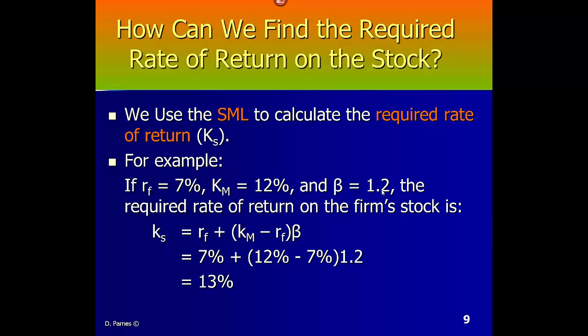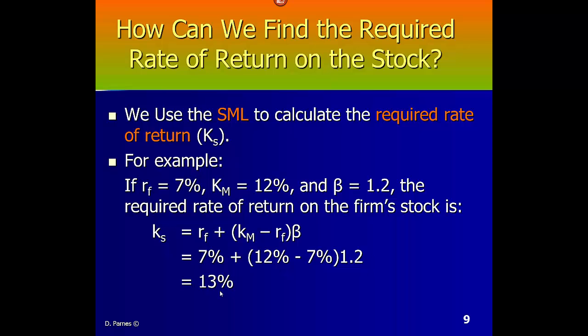In this case, the required rate of return on the stock, Ks, using the security market line, is equal to the risk-free interest rate plus the market risk premium times beta, which is 7% plus the gap between 12% and 7%, market return minus risk-free rate, which means a 5% market risk premium, times 1.2. So 5 times 1.2 is 6%, plus 7, altogether 13%. In the following examples, we will use Ks as 13%. This is the appropriate discount rate for stocks, for equity.